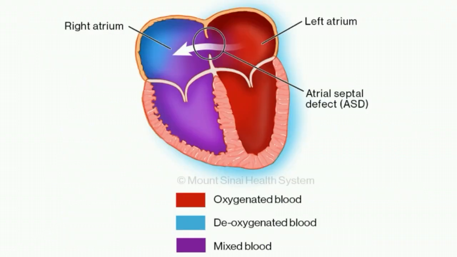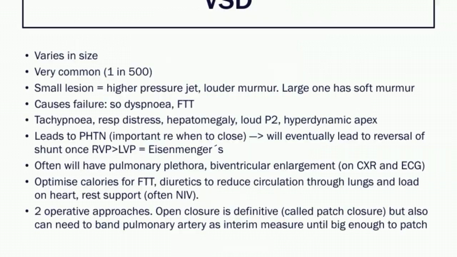So there's the anatomy. If you just want to pause this and take a look and think about what's going on in the circulation here. We'll move on to VSDs. Now VSDs, self-explanatory again, it's a hole in the ventricular septum, so you don't have blood going via the atria, but you do have blood going into the ventricle, and it's usually a much larger amount of blood. So they vary in size.